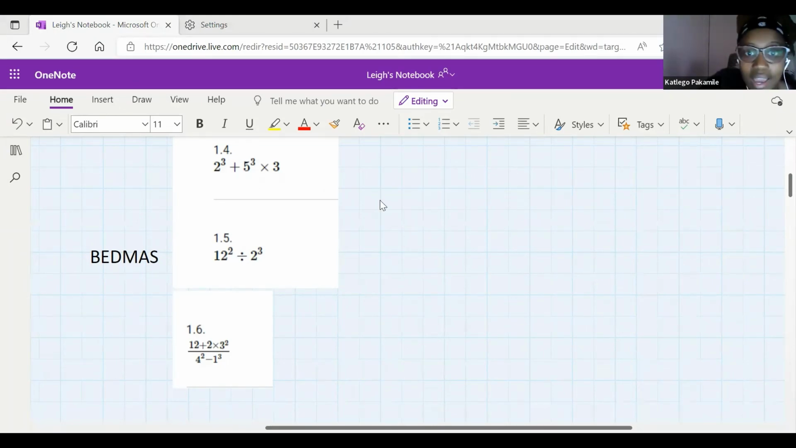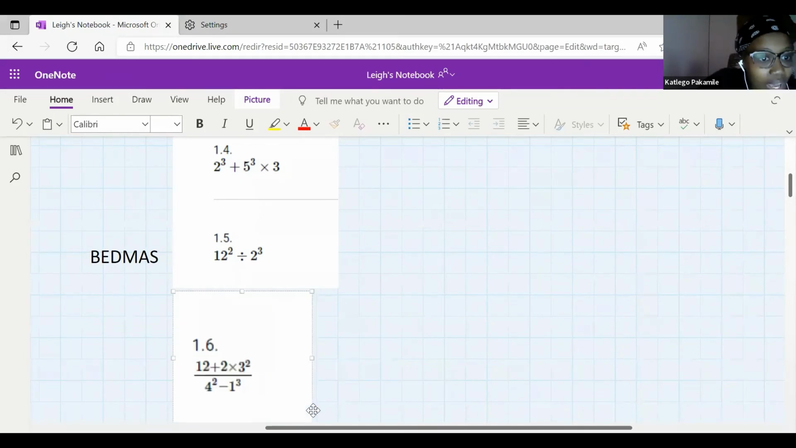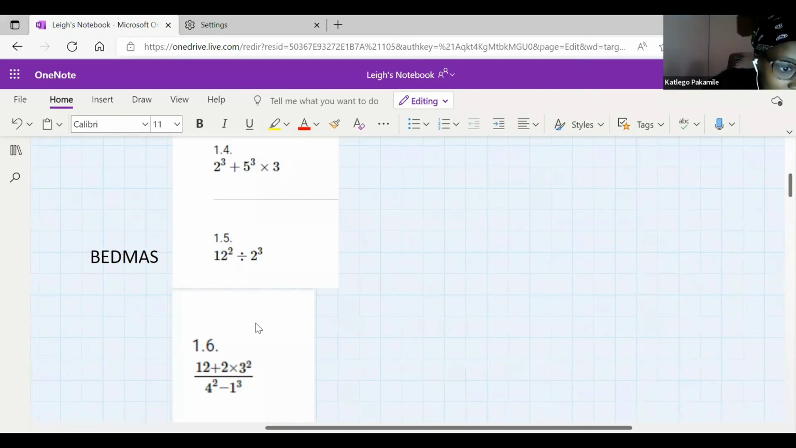1.6, it's the same thing. Okay. Don't panic. You've done this before. It's just we add more of the BEDMAS things instead of just 2 or 3 of them. So you start, is there brackets? You check. No, there are no brackets. Move on. Are there exponents? Yes. We have exponents there with 3 squared, there with 4 squared, and there with 1 cubed. So you sort out the exponents.